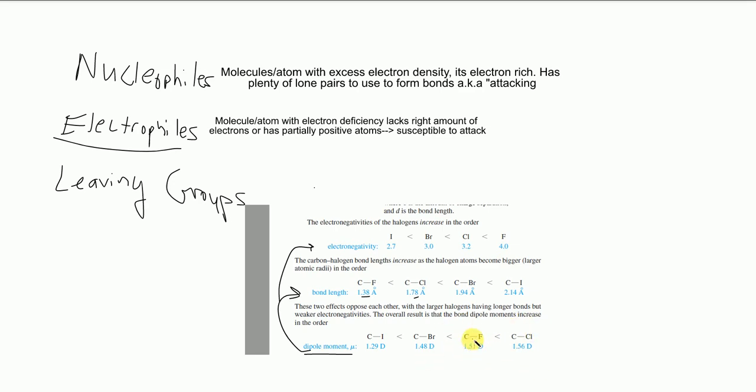And then fluorine is better than bromine, right? And then iodine is worse than all of them. Okay, so this is very important. Write this down and memorize these orderings, okay?